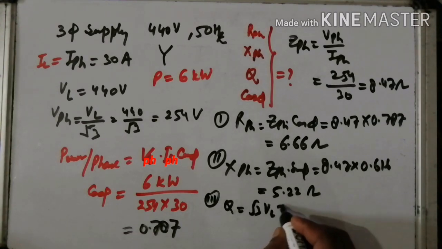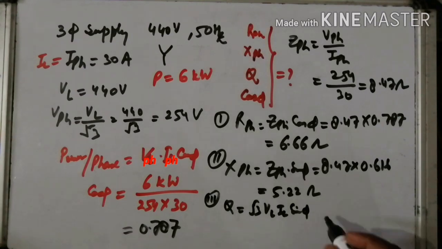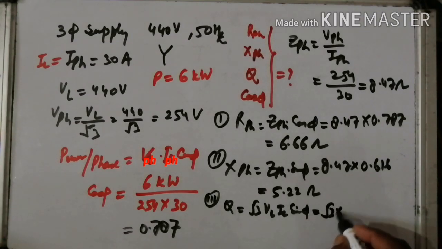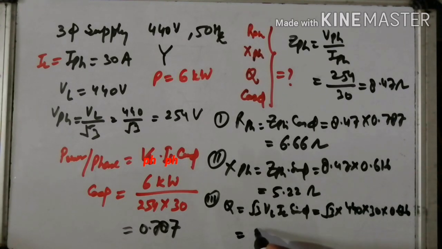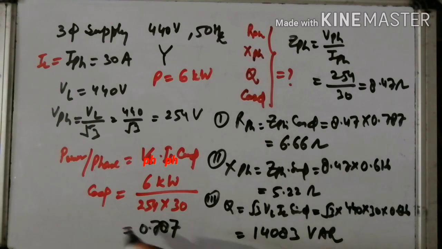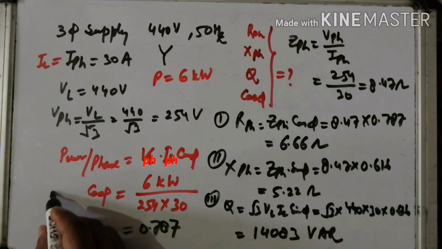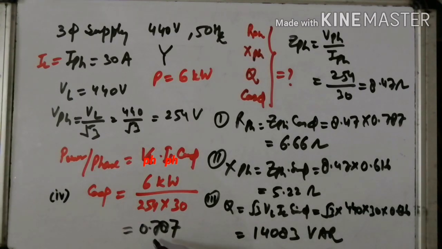Now the reactive power, that is the third part. Reactive power Q is equal to root 3 VL IL sin phi. It is under root 3, VL is 440, into 30, into sin phi, that is 0.616. After the calculation, it is 14083 volt ampere reactive. And this one is the cos phi, which will be the fourth part, 0.787 lagging.